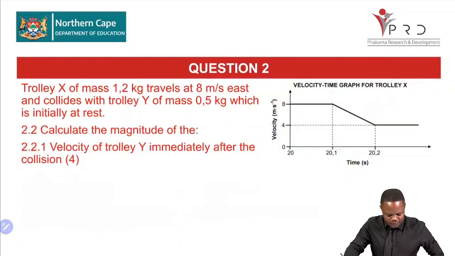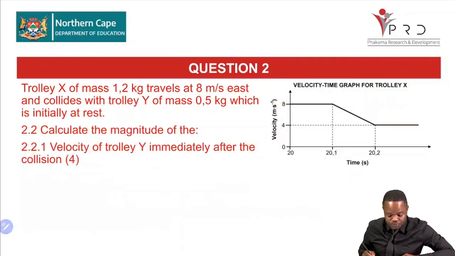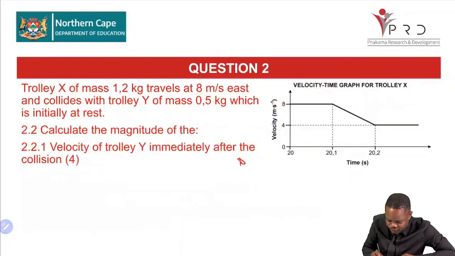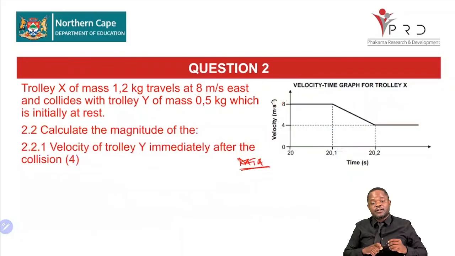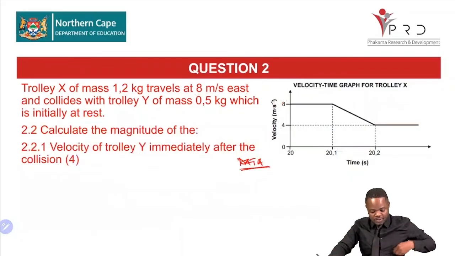Calculate the magnitude of the velocity of trolley Y immediately after the collision. Right, so how do we go about that? We need to list the data that we need. In this case, we are dealing with the law of conservation of linear momentum. So let's list the data from our question so that we can calculate the final velocity of trolley Y, that is after the collision.